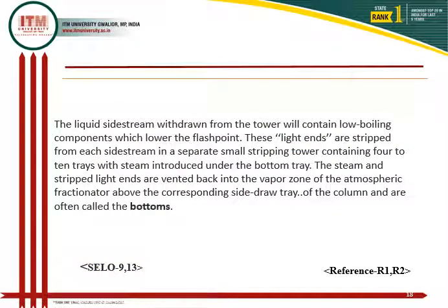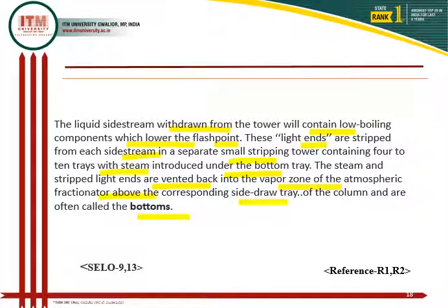The liquid side stream withdrawn from the tower will contain low boiling point components which lower the flash point, and these light ends are stripped from each side stream in a separate small stripping tower containing 4 to 10 trays, with steam introduced under the bottom tray. The steam and the stripped light ends are vented back into the vapor zone of the atmospheric fractionator above the corresponding side draw tray, and the remainder is often called bottoms.